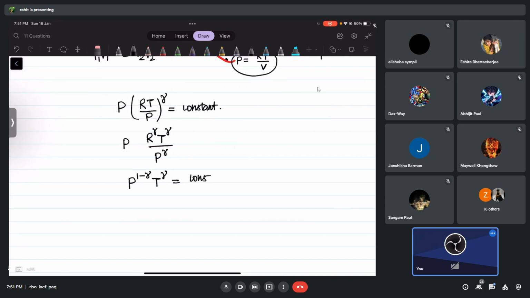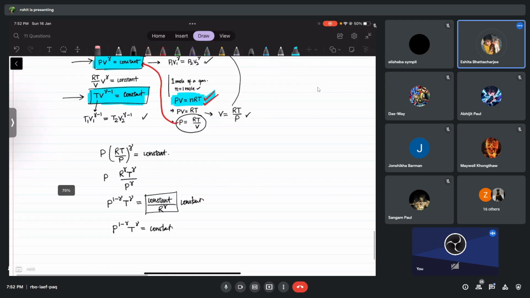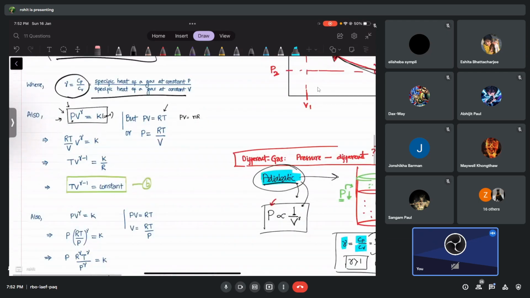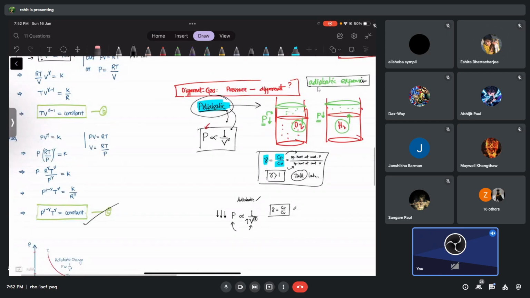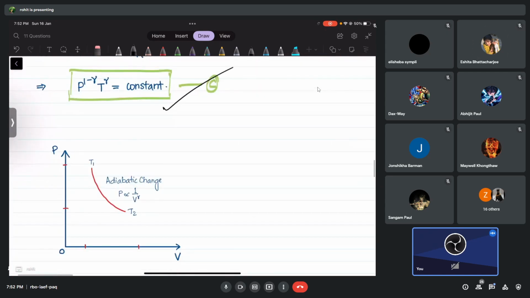And T to the power gamma must be equal to a constant divided by R to the power gamma, and we know this is again a constant. So I can write P to the power 1 minus gamma T to the power gamma equals a constant. This is also I can use. There are many other ways also you can use. This is one of them, and another one. All these things are in the notes, please go through. So I think it should be fine.